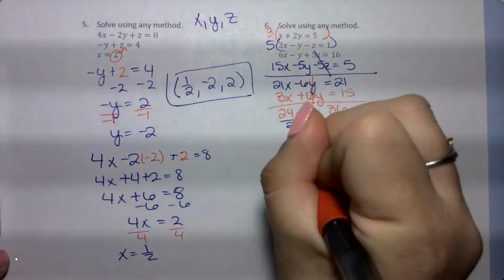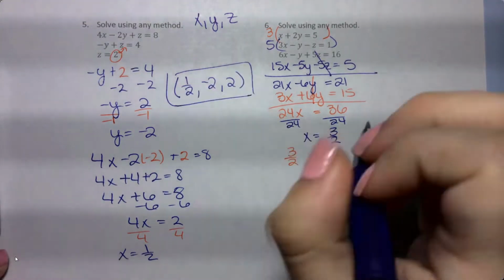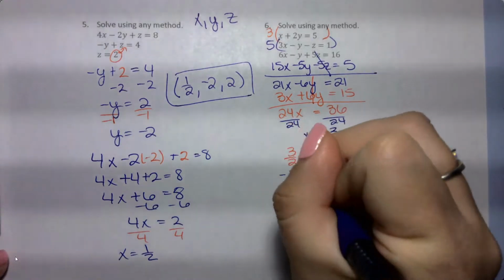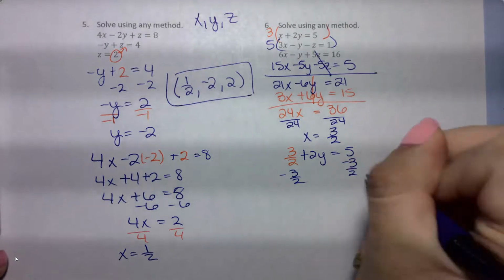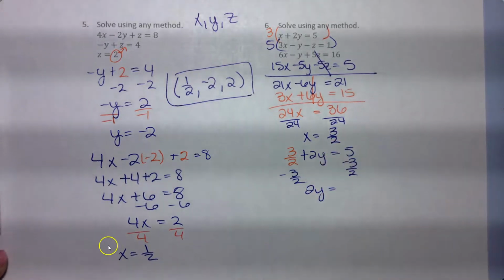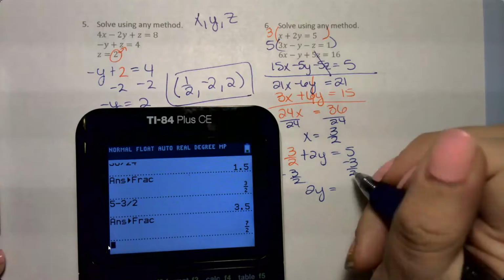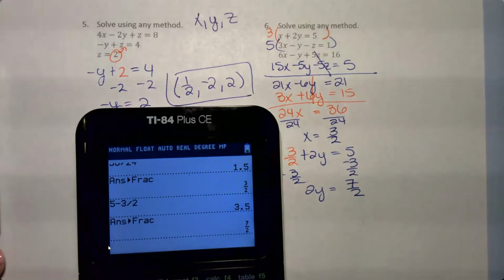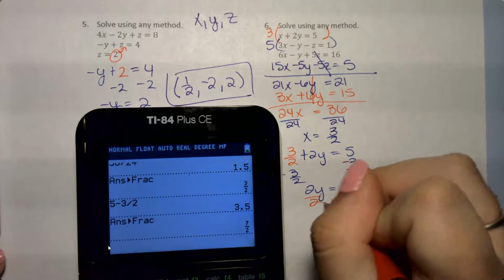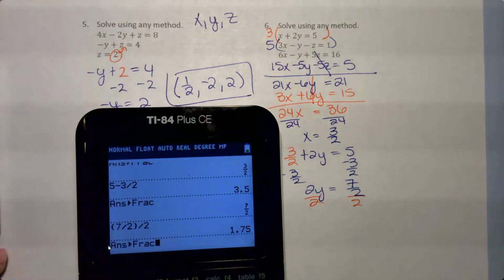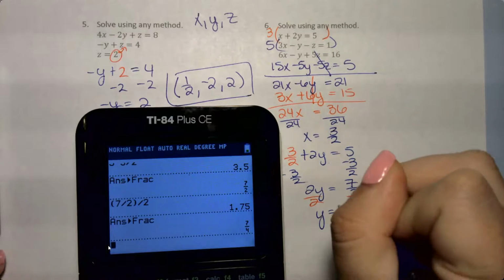Let's use red for x. So I have 3/2 plus 2y equals 5. I'm going to subtract 3/2 on both sides. I get 2y equals 5 minus 3/2. Turn it back into a fraction. 7/2. Then I want to go ahead and divide out my 2. So what I'm going to do on the calculator is parentheses 7 divided by 2, divided by 2, turn it back into a fraction, gets me 7/4.